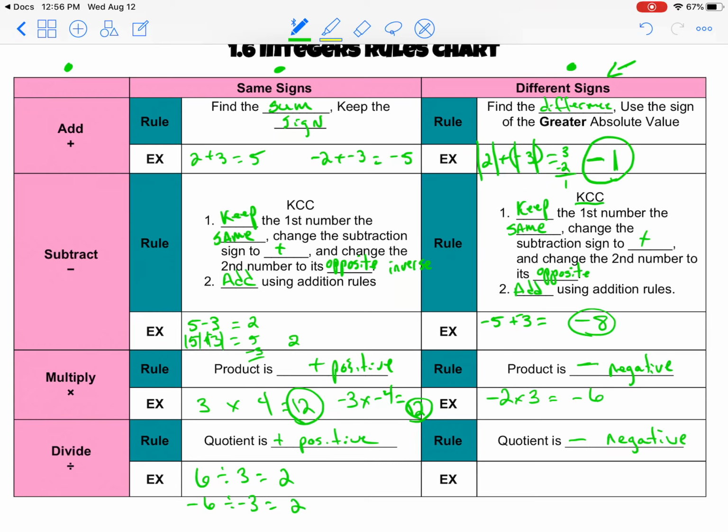If the signs are different, what do we say? If the signs are different, the result, the answer, the quotient is a negative. That means 6 divided by negative 3, positive divided by negative, the result's going to be negative. 6 divided by negative 3 is 2, so negative 2. Okay?